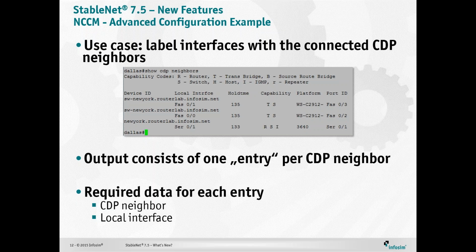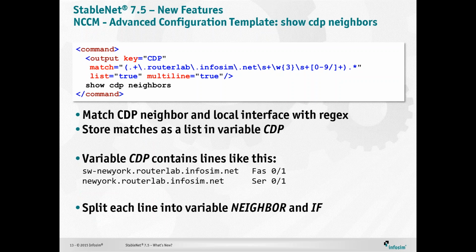So I will show you how this works. The first thing is we execute the show CDP neighbors command and match the line. In our use case, we are only interested in our own neighbor devices, so we ignore provider devices. So we filter for devices which end with the name routerlab.infosim.net and this regular expression matches the lines. And you can notice here we have the multi-line option enabled, and this output is stored in the variable called CDP. You see the key CDP, that's the variable name.